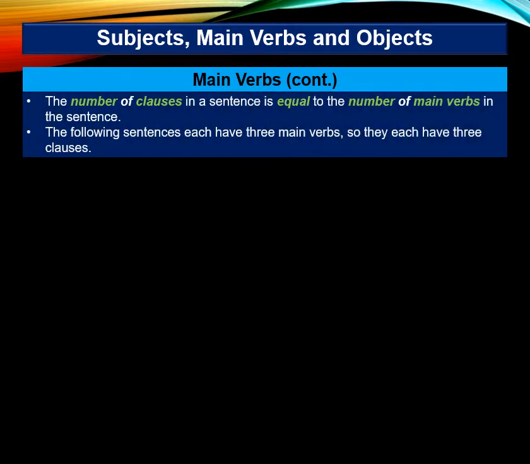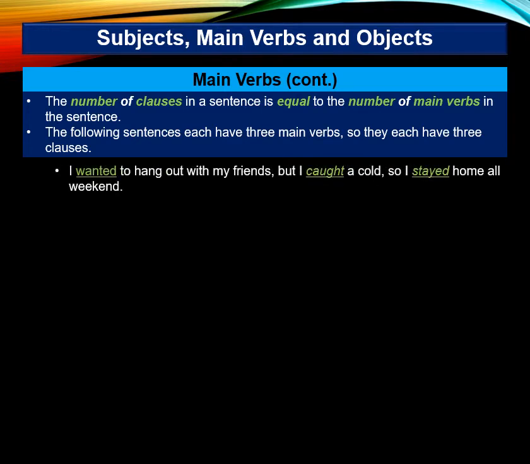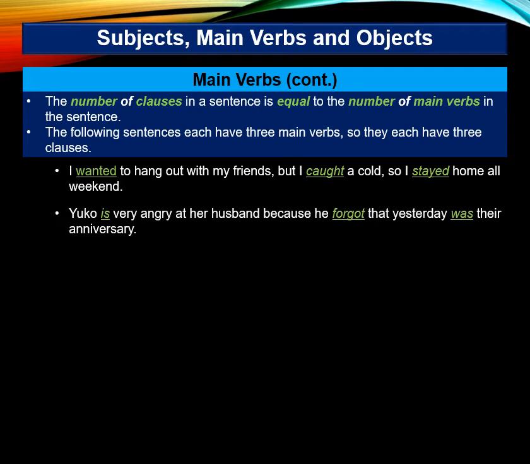Now, the number of clauses in a sentence is equal to the number of main verbs in the sentence. The following sentences each have 3 main verbs, so they each have 3 clauses. I wanted to hang out with my friends, but I caught a cold, so I stayed home all weekend. 3 main verbs, 3 clauses. Yuko is very angry at her husband because he forgot that yesterday was their anniversary. 3 main verbs, 3 clauses.